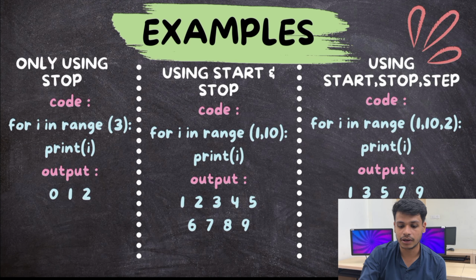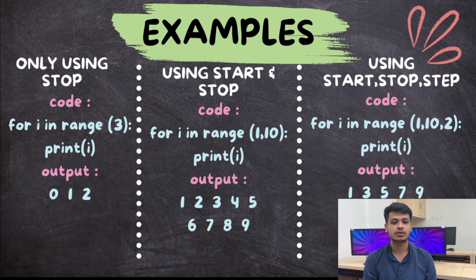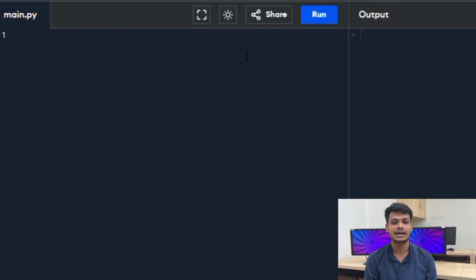Let us take an example. So the code is for i in range(3). As I mentioned above, stop is mandatory and it is not included. Here 3 is the stop number. So the starting number will be 0 and the output will be 0, 1 and 2.